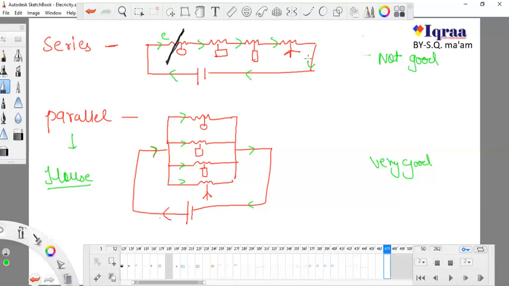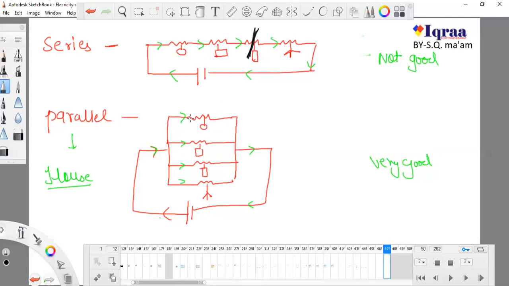Maybe electrons will cover this one, and there will be a problem in this pathway, in the TV. There will be a short circuit in the TV or any type of problem in the TV. So only the bulb will glow, and the rest of the things will not work. Now suppose if this happens, then the rest will go off. It cannot work.